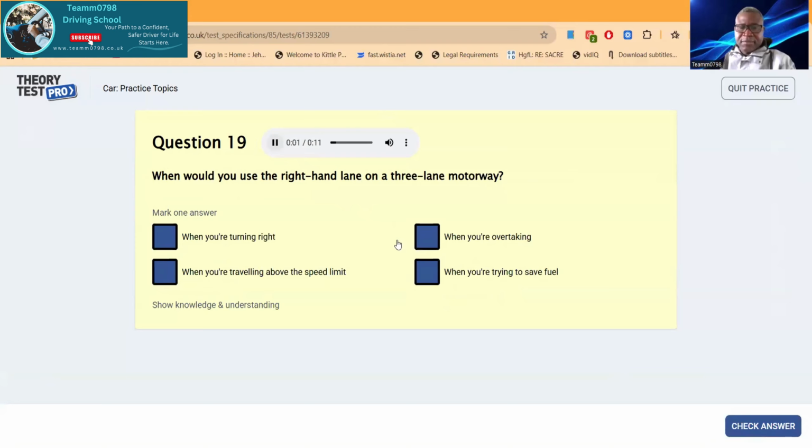When would you use the right-hand lane on a 3-lane motorway? When you're turning right. When you're overtaking. When you're traveling above the speed limit. When you're trying to save fuel. Do not travel above the speed limit. You don't turn right on the motorway. You can do that on a dual carriageway. Okay, when you are trying to save fuel, if you're going too fast, you can't save fuel. The answer is when you're overtaking.